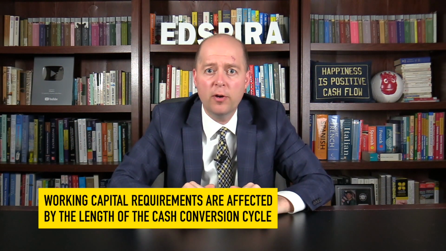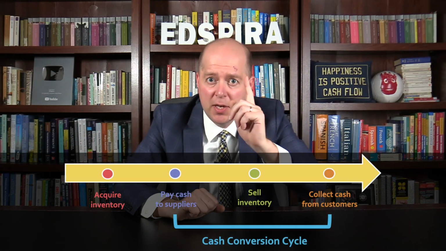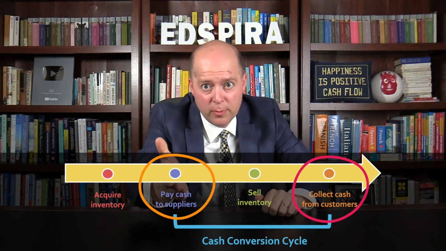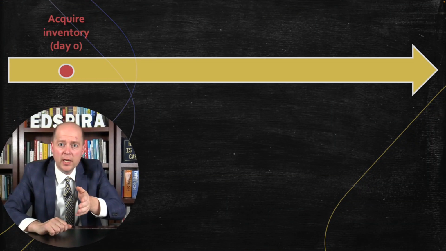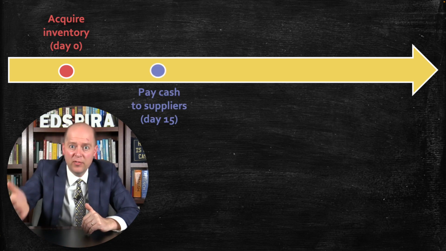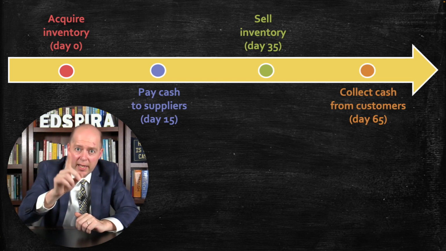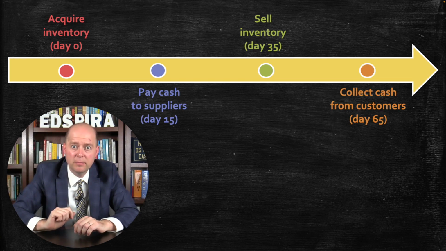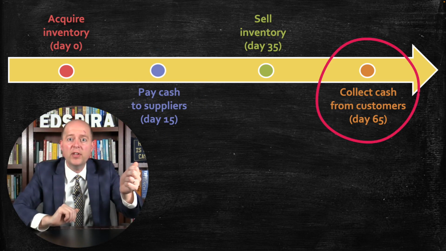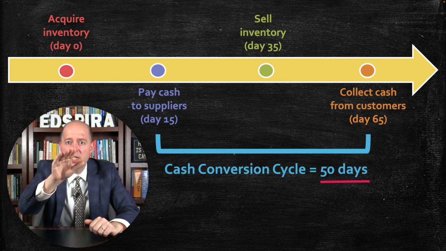Working capital requirements are affected by the length of the company's cash conversion cycle. The cash conversion cycle is the number of days between when the company pays cash to its suppliers and receives cash from its customers. For example, assume that a company acquires inventory on credit today and promises to pay its supplier in 15 days. The company will sell its inventory in 35 days and collect cash from the customer 30 days after that. Thus, the company needs to pay cash to its supplier in 15 days, but it won't receive cash from a customer for 65 days. The cash conversion cycle is thus 50 days.